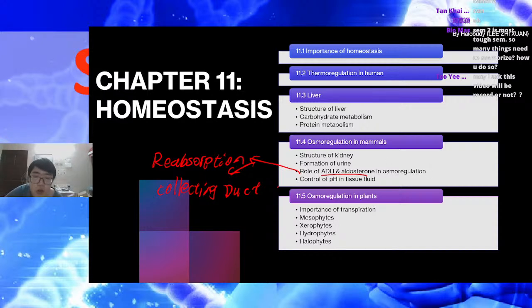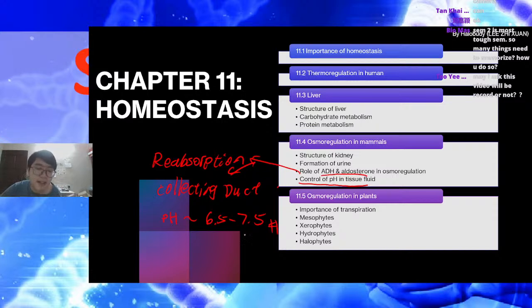And then also the control of pH in tissue fluid. Macam mana pH of the fluid can be controlled? Because in general, our maintained pH is, I already forget, 6.5 to 7.5 like that. We only can maintain this. Tak boleh too acidic and tak boleh too alkaline.